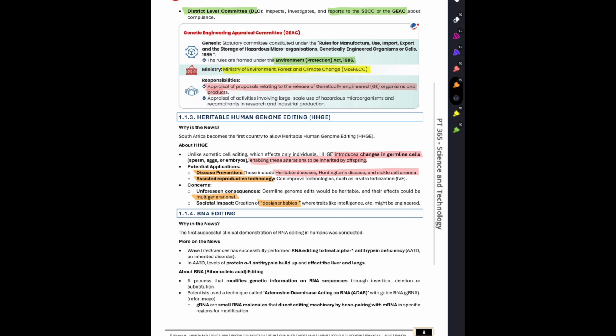might be engineered. Next topic is RNA editing. Why in news? The first successful clinical demonstration of RNA editing in humans was conducted.